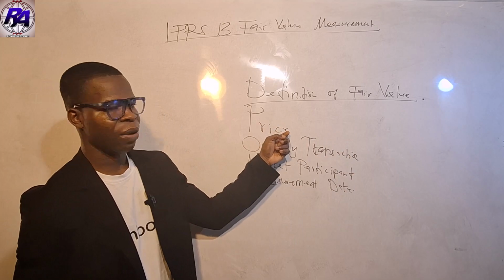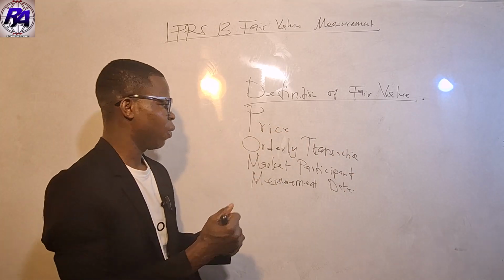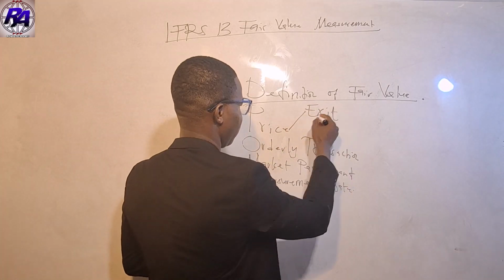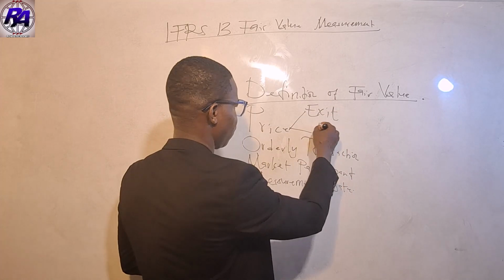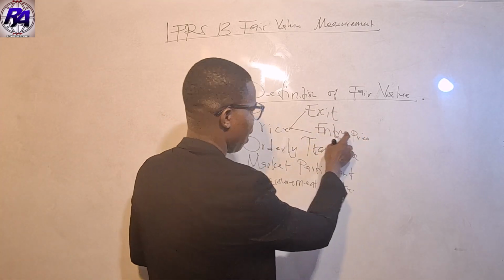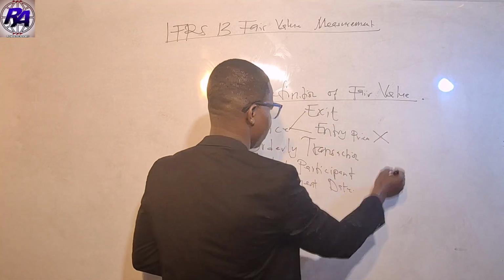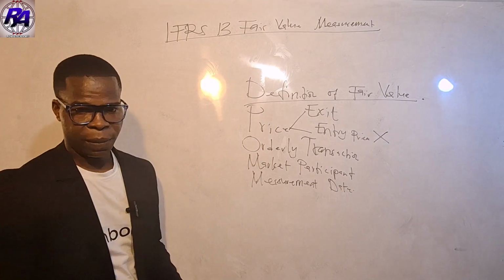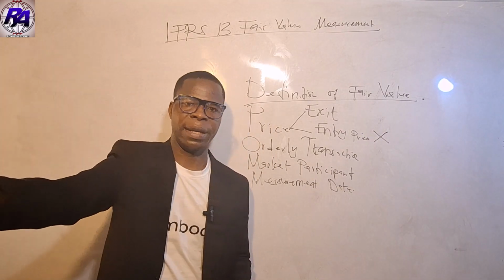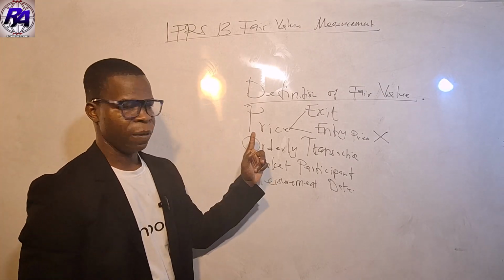Now let's take the price here. Now the price here, don't be confused. The price here we are looking at is the exit price. The exit price. Don't forget, that means we have another price we call the entry price. Now, the price in fair valuation is not the entry price. The price to receive to sell an asset is the exit price, or paid to transfer a liability is the exit price in this definition.